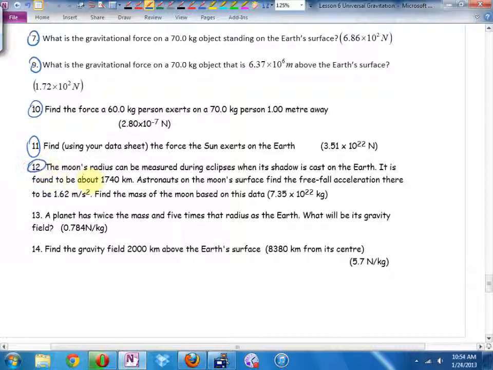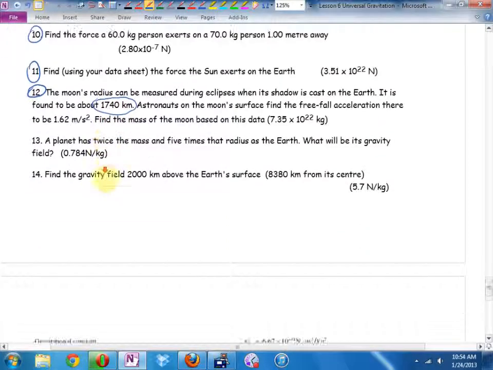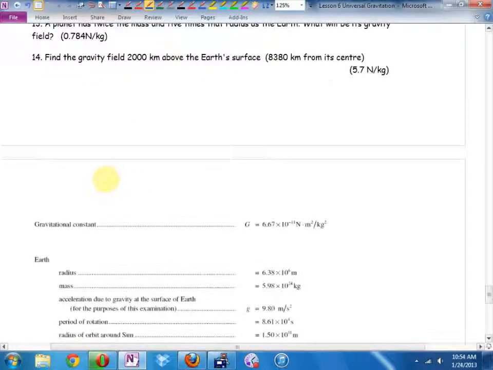12 is good, but please notice they gave you the radius in kilometers. You'll have to change it to meters. And I'm going to pause with that. You can work on it, but you'll get all next class to work on it as well. Okay.